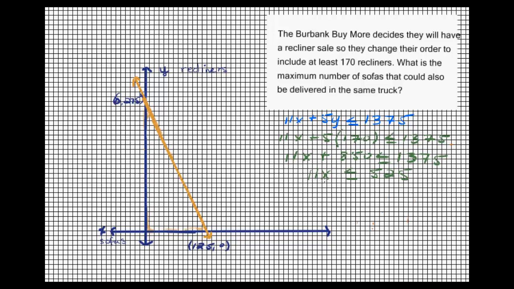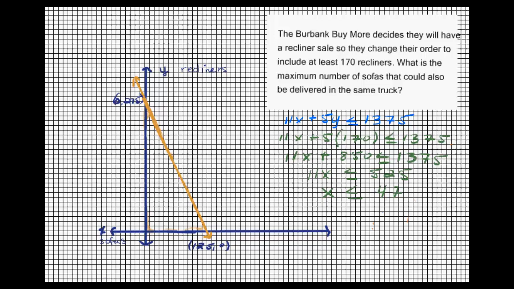The x is still not all by itself, it's being multiplied by 11. To undo multiplication, we divide by 11, so it cancels out on the left side. And then we're left with 47 because 525 divided by 11 is 47.72. Since you can't have a partial piece of furniture, we round down to a complete sofa. So 47 is what we're going to use. If 170 recliners are shipped, then the maximum possible sofas in the same shipping container would be 47.